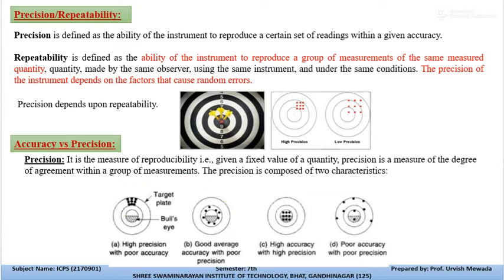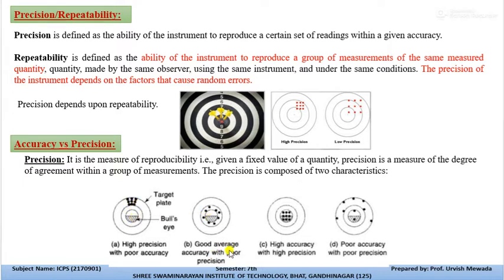So in these diagrams you can see that first is high precision with poor accuracy. Now, precision means the values you are expecting are near to each other. Here you can say this is the target plate. In this target plate, this is the bullseye, and these are the marks of the darts. This is high precision with poor accuracy, because the accuracy is not very proper. Accuracy would also be proper if all the darts were in the bullseye.